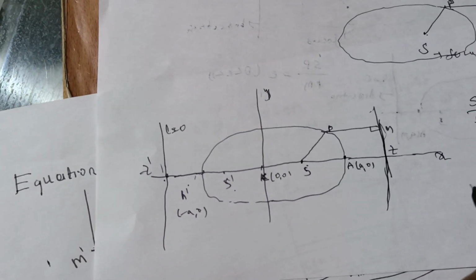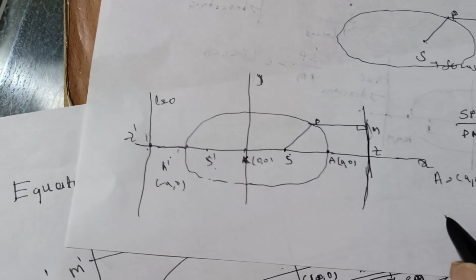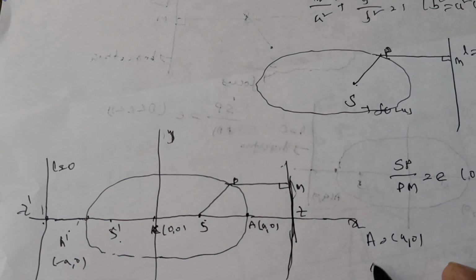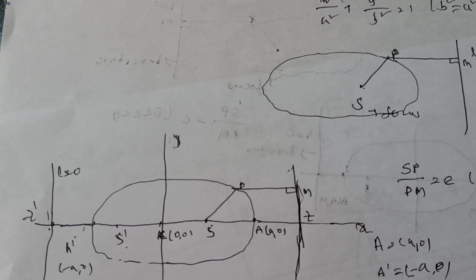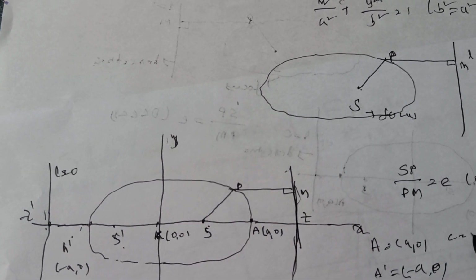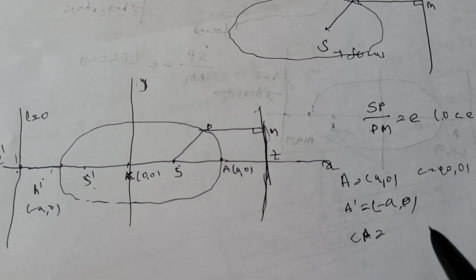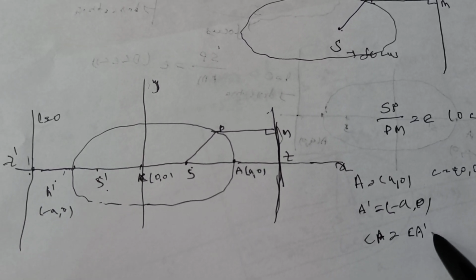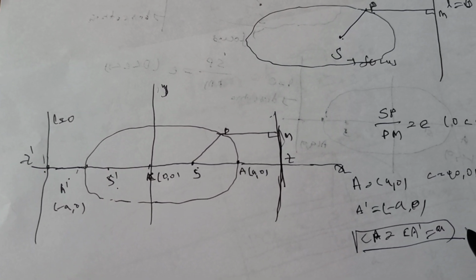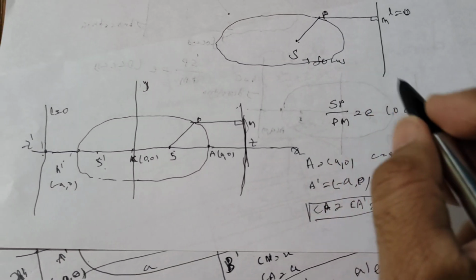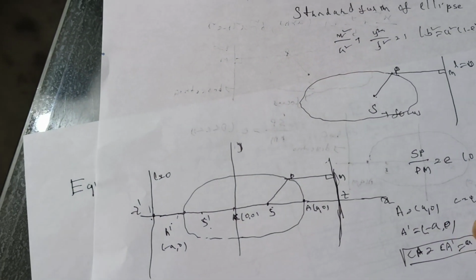However, the main important things we have to remember: A is equal to A comma 0. The second point you need to remember, A dash is equal to minus A comma 0. And the center is 0 comma 0. The distance from C to A and C to A dash is equal to A. These three points are going to be very, very important. Based on this only, I am going to derive the entire theorem of the standard form of ellipse.